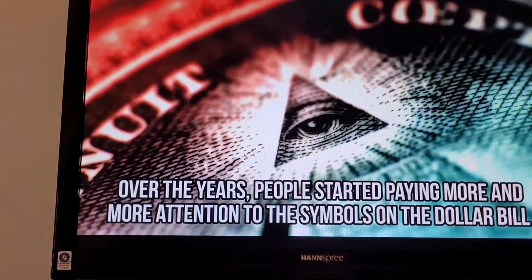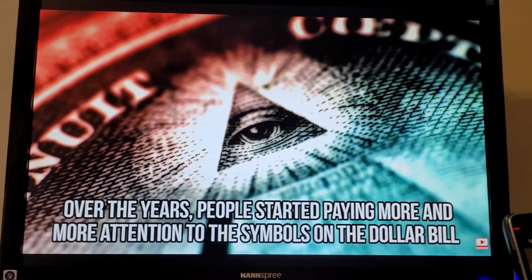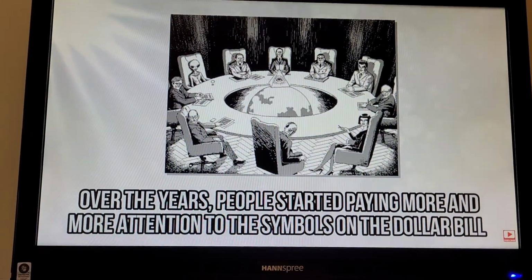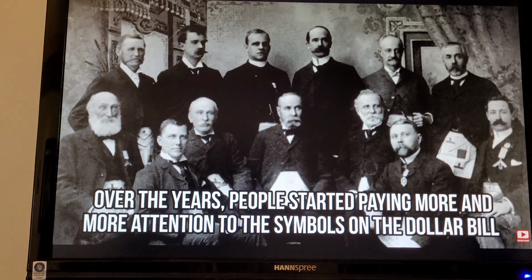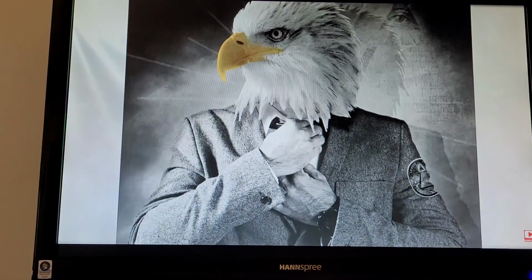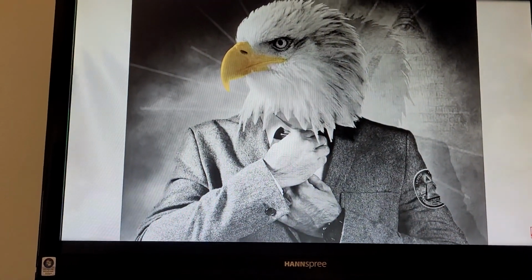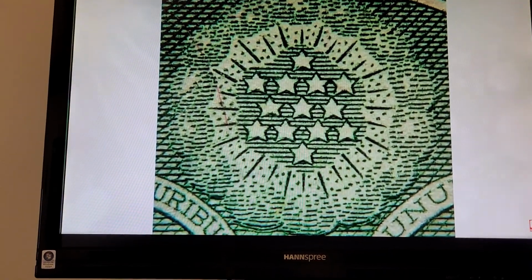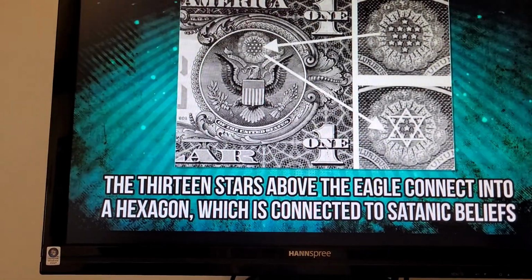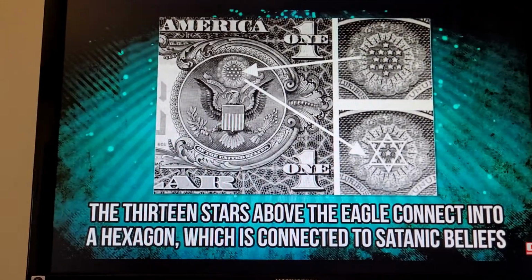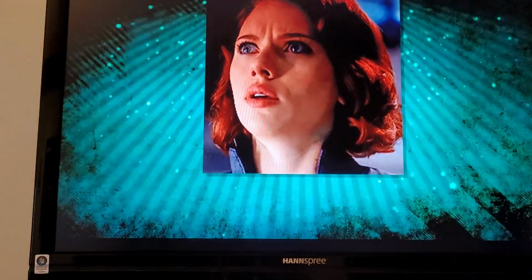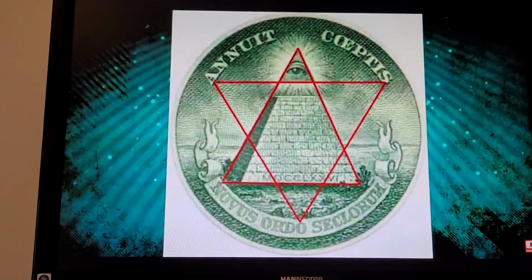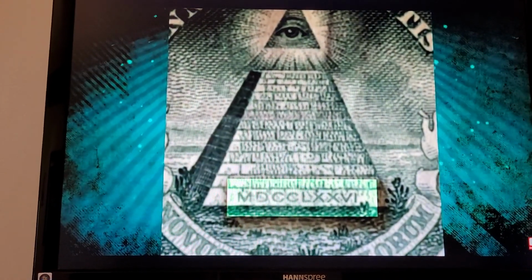Of course, the all-seeing eye points to the infamous Illuminati, and many believe that some of the Masons were also members of Illuminati, a secret society that can control just about every aspect of the world. It's also been pointed out that the 13 stars above the eagle connect into a hexagon, which is connected to satanic beliefs. People also claim that it's the same hexagon on the pyramid, and many think that the Roman numerals represent the year when Illuminati was first formed.